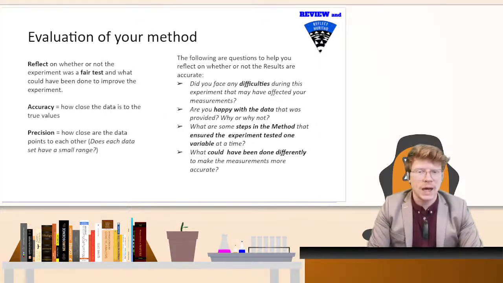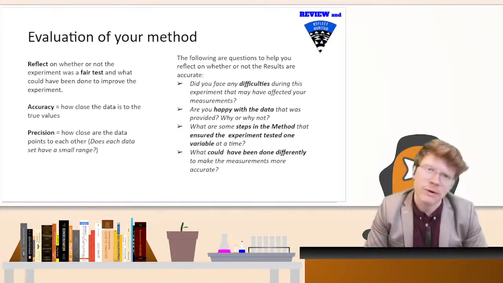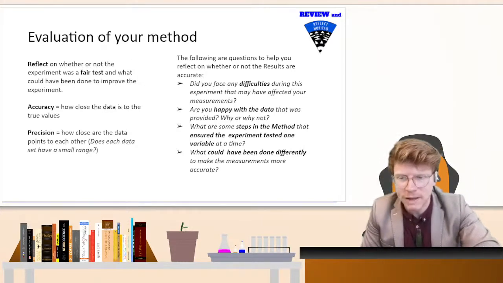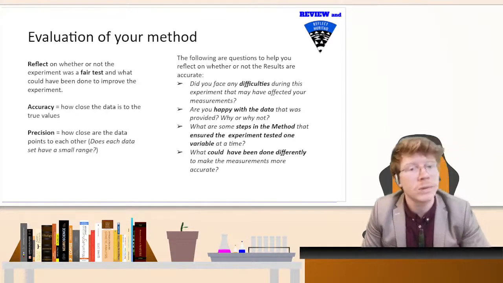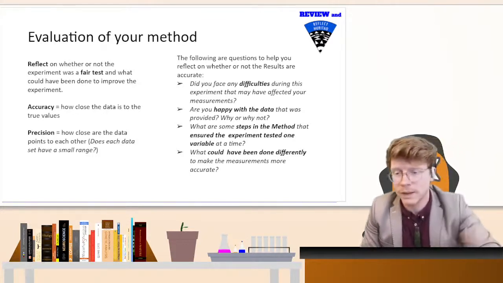Was your method a fair test? Do you think it was very accurate? Do you think it was very precise? All of that sort of thing. And once you've had a little bit of a think about that, you can write, yes, I thought we did a good job, or no, I don't think we did a very good job. Here's how we could have done it better.